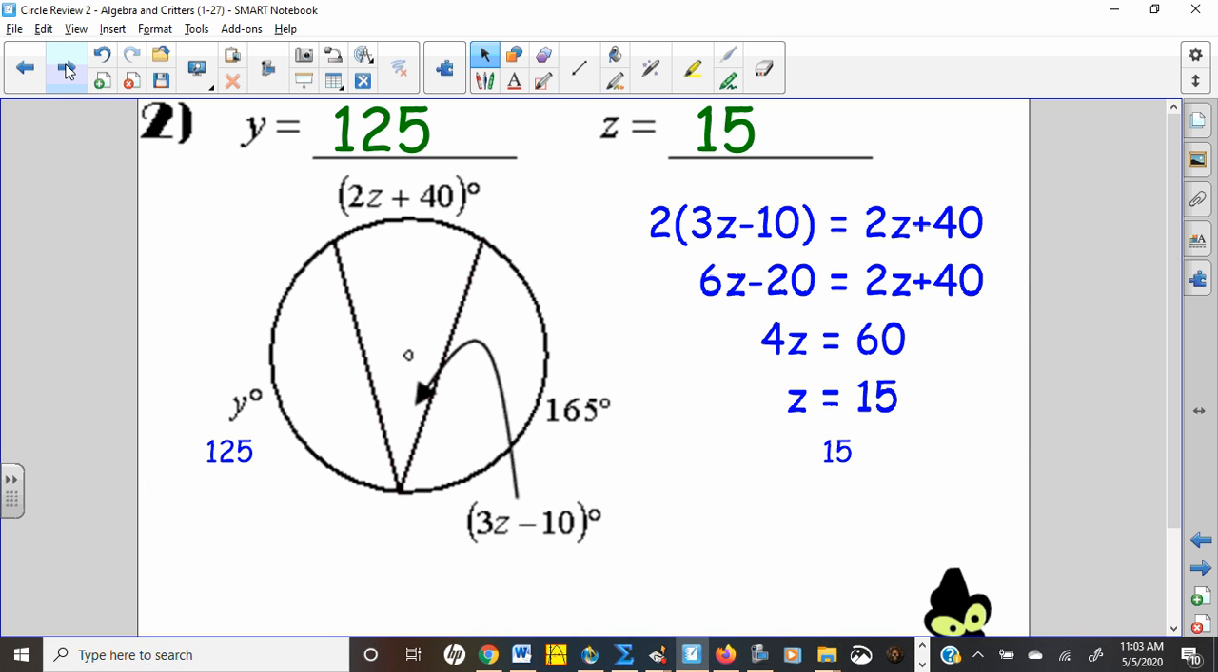Number 2, this time we had an inscribed angle, so it was half of the arc. Now it's easier to multiply by 2 than it is to divide by 2. So what I did is I multiplied the inscribed angle, as you can see here, by 2 to set up the relationship. And that's how you solve for z. And then once you know that z is 15, bam, throw it in. 2 times 15 is 30 plus 40 is 70, and then you take the 70 and the 165, subtract that from 360 to get the remaining arc over here, which turned out to be 125.